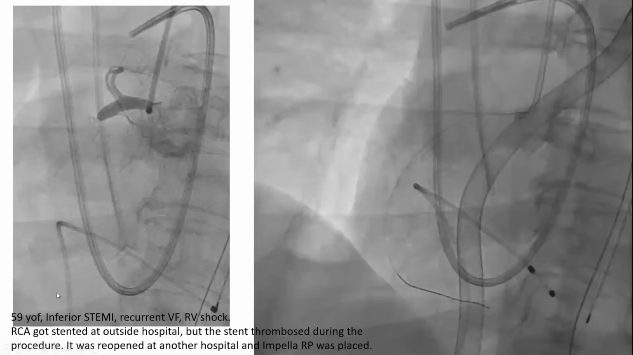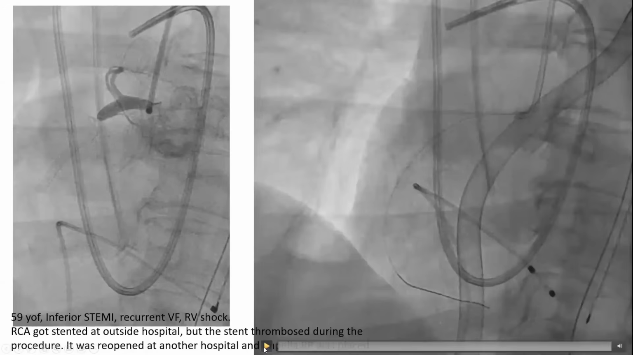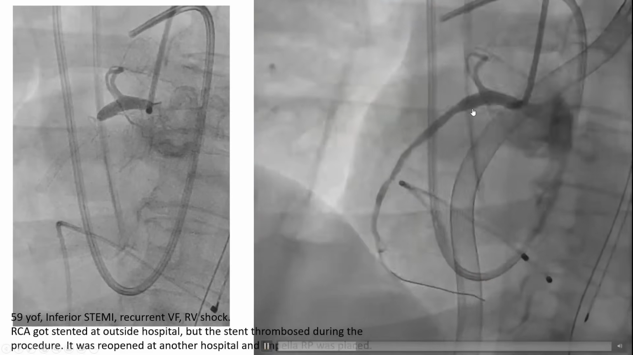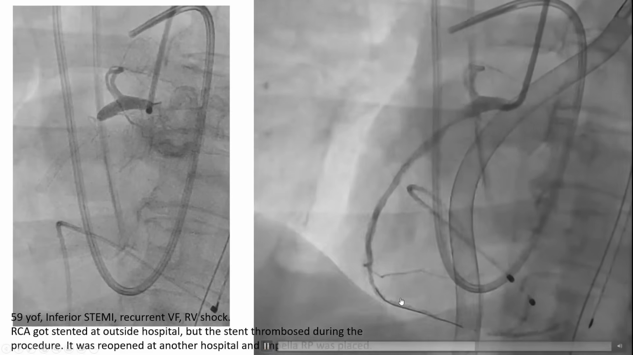All right, along those lines, this is another case. This is a 59-year-old female. She had inferior STEMI at an outside hospital with recurrent VFib and RV shock. She got her RCA stented at the outside hospital, as you can see here. This is the stent. This is an acute fresh stent, but that stent thrombosed during their procedure. She was transferred to another hospital where they reopened it and they placed an Impella RP. And this is what they got, the second operators.